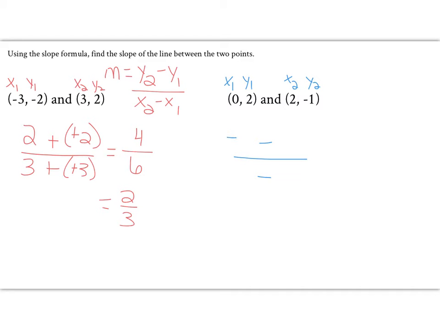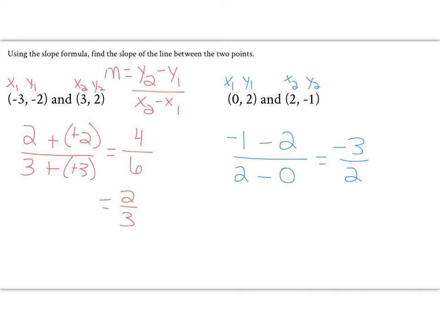Y sub 2 is negative 1 minus y sub 1 is 2. X sub 2 is 2 minus x sub 1 is 0. So I took those values and plugged them into the formula. So negative 1 minus 2 is negative 3 over 2 minus 0 is 2. That is simplified. I want to leave it as an improper fraction. Never change slope to a mixed number.